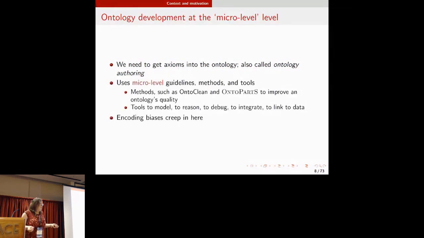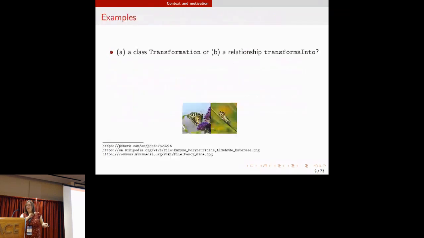And they use micro-level guidelines for that, such as OntoClean and OntoParts, to help you put those axioms in the ontology. There are other tools to help with modeling, debugging, and integrating. And those encoding biases actually creep in at this stage. This is the stage that we will focus on in the remainder of the presentation.